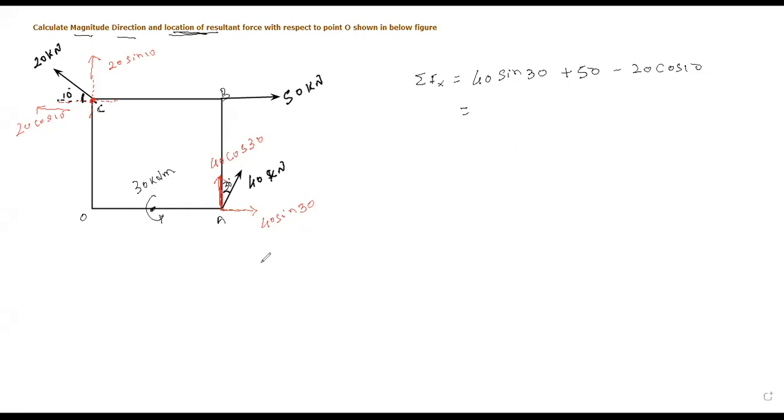Okay, I think two students gave me the answer of 50.30. That is a positive one, so I am considering that value. If there is some mistake, let me know. 50.30 kilonewton.